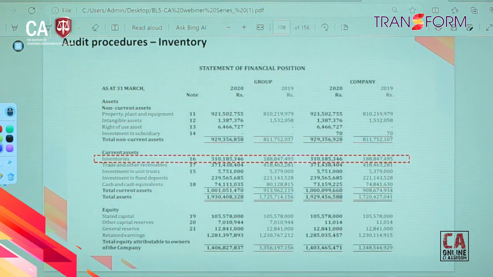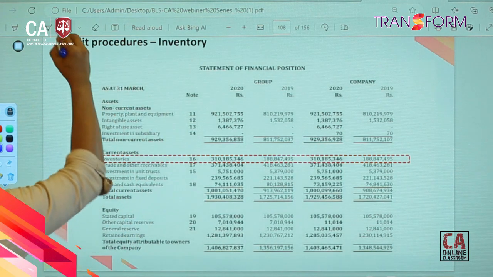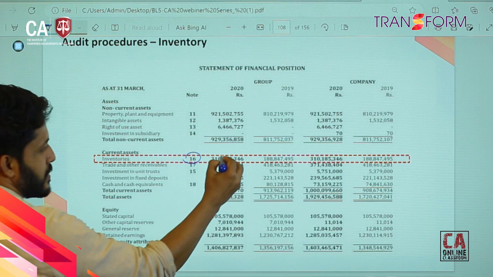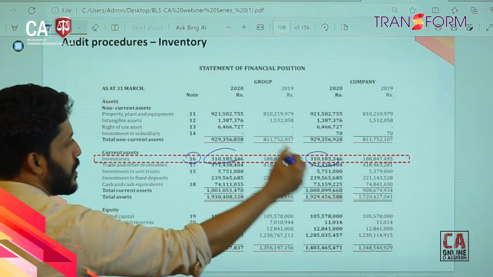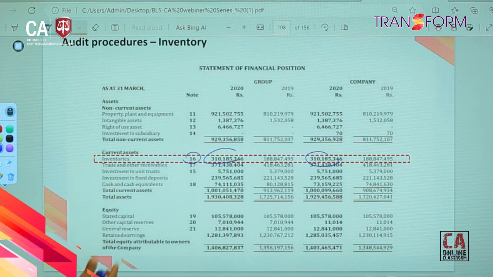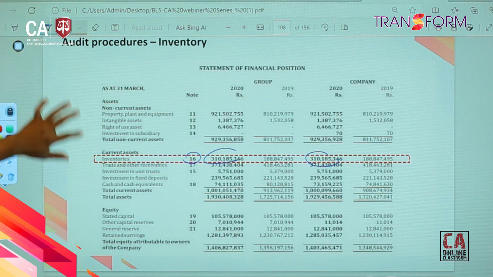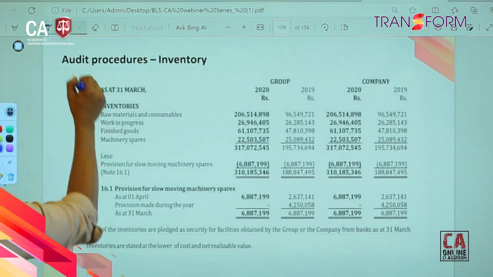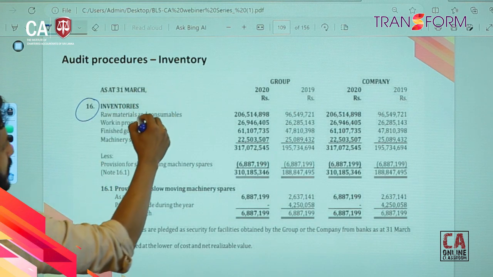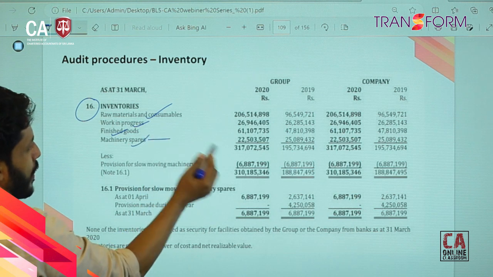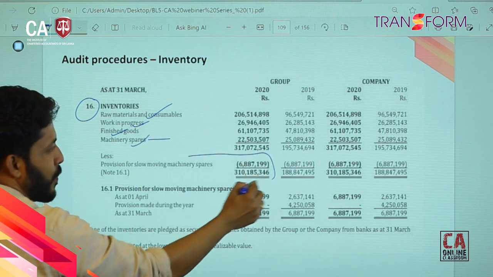So the inventory as a balance, here we have the note, this is the balance, right? You can go to the relevant note and this balance should be ensured by an auditor, right? So this is the note. This balance consists of raw material, work in progress, finished goods and machinery spare parts, right? So we have inventory provision as well.